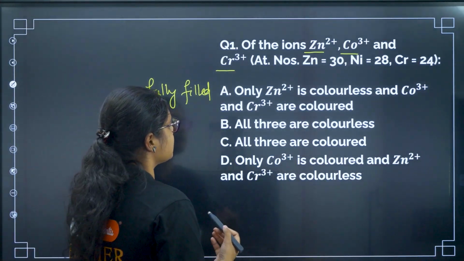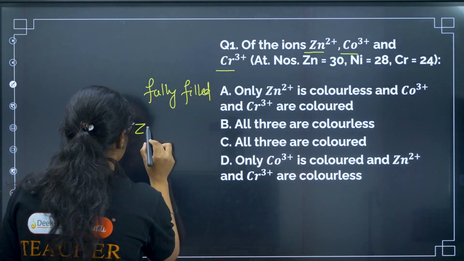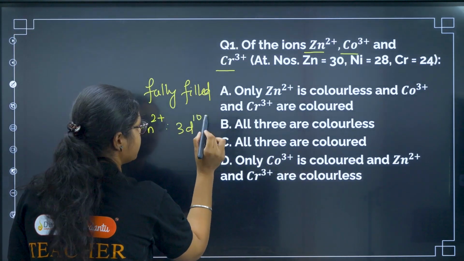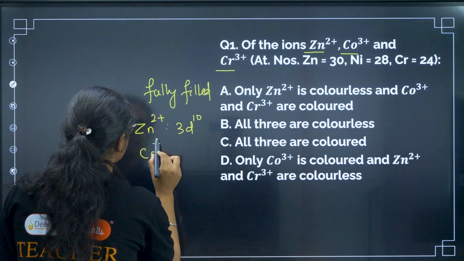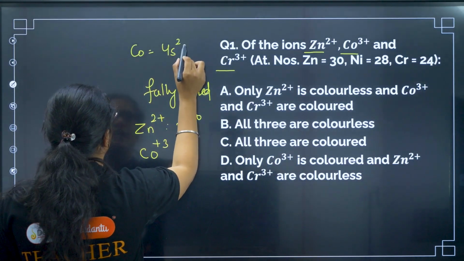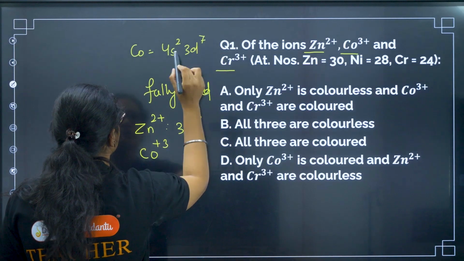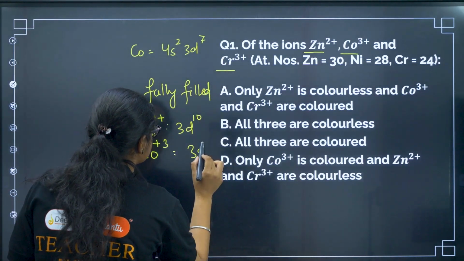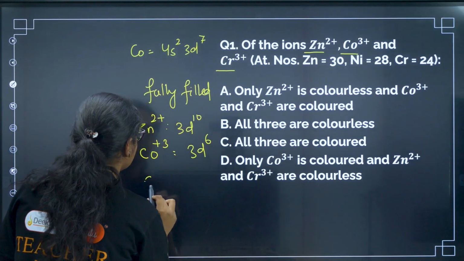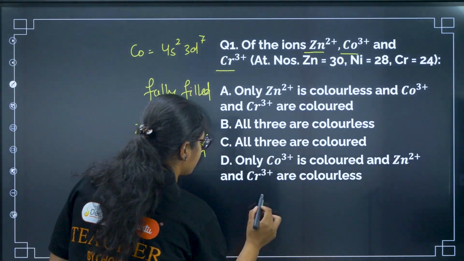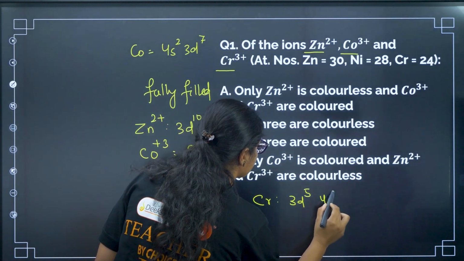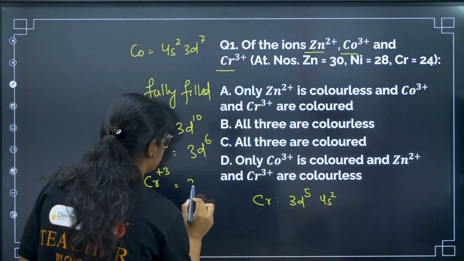So we can see this one, Zn2+. Zn2+ configuration is 3d10, which is fully filled. Next, if you see cobalt 3+, what is the electronic configuration of cobalt? 4s2 and 3d7, right? So 3+ means it is 3d6, it will have some unpaired electrons. And now coming to chromium 3+, chromium electronic configuration is 3d5 4s2, right? So 3+ means we'll get 3d3.